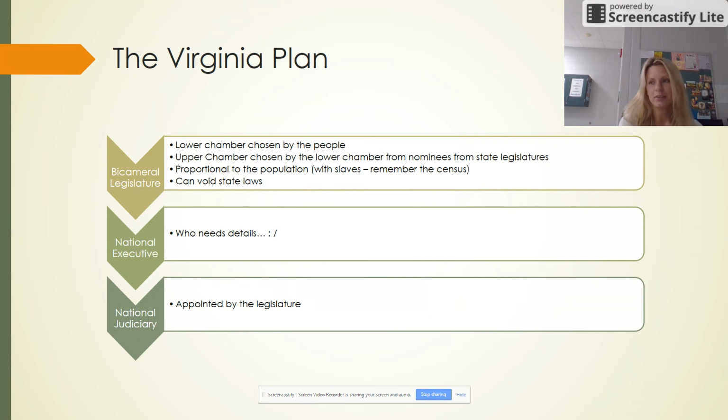The national executive, well, we're going to have one, but you guys can work out the details. They don't really have a lot of details in there. And then there is a national judiciary. Once again, you guys work out the details. It's just appointed by the legislature.